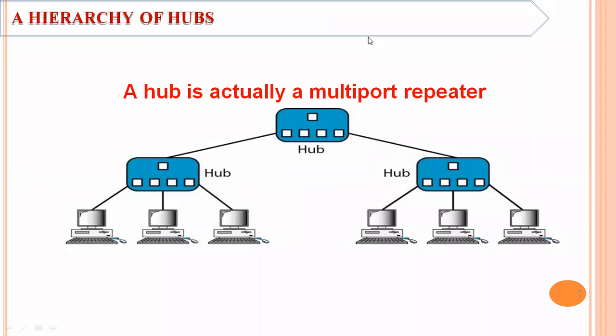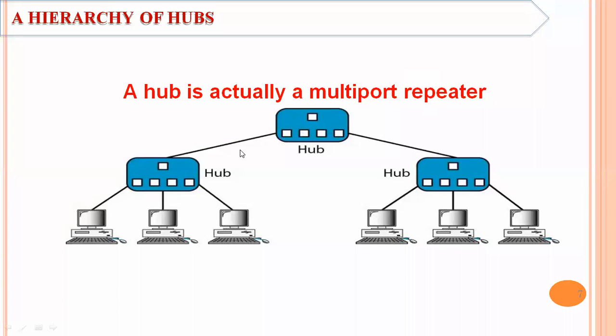So next is the hierarchy of hubs. Basically, this hub is actually a multi-port repeater. The data will be traveled from one system to the multiple ports, and it is also used for broadcasting data. Simply, broadcasting means that multiple receivers will receive these signals.